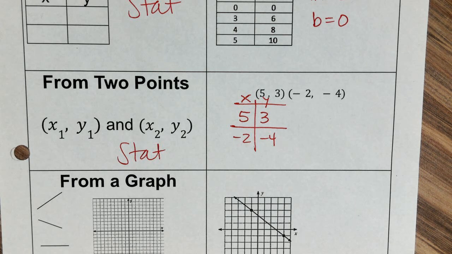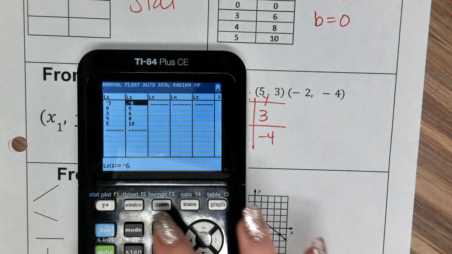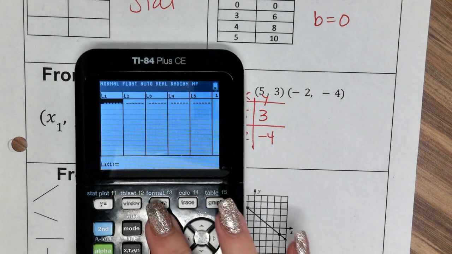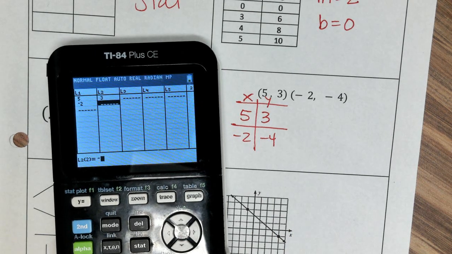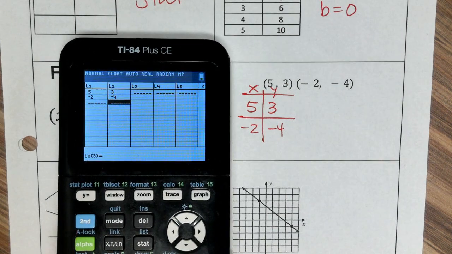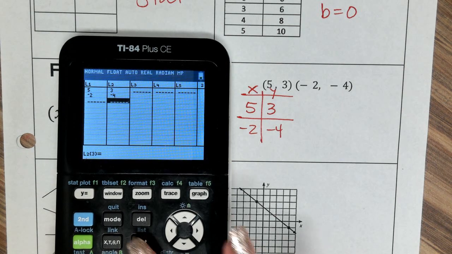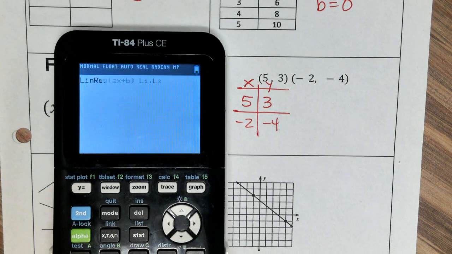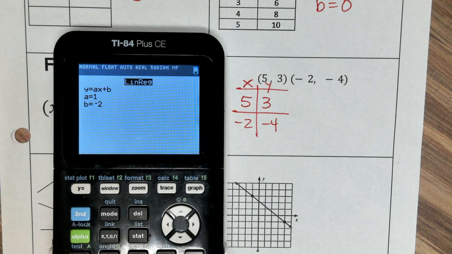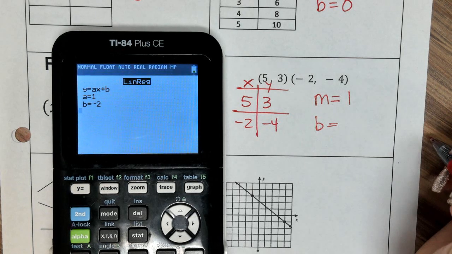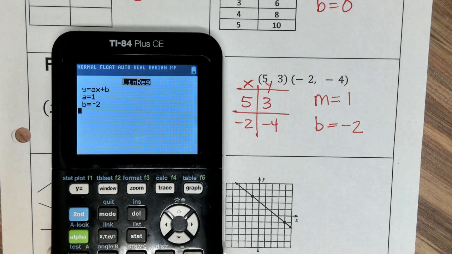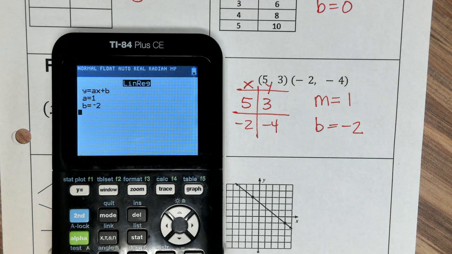Okay, now we're going to go to stat edit, and we're going to type those in. Then stat calc, option 4. There's your slope, there's your y-intercept. So my m, which is my slope, is 1. My y-intercept, which is my b, is -2. Okay, moving on.